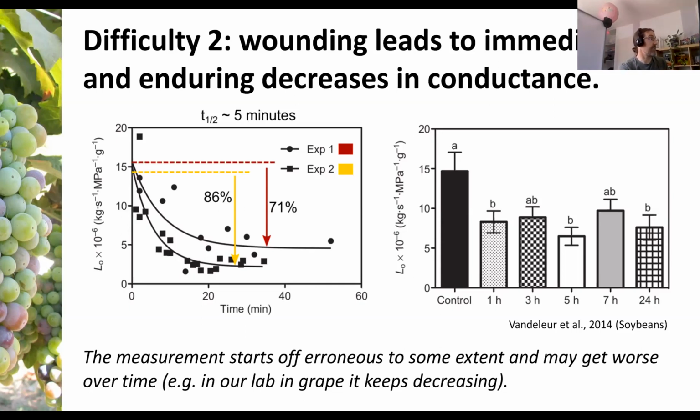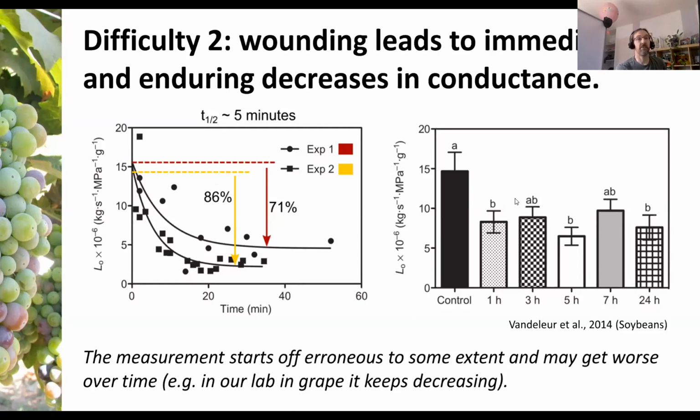This is a great treatment of the subject. It's in this paper by Steve Tyerman's group, where they just look at the wounding decay of root hydraulic conductance. This is in soybeans in this study. And you can see in this graph on the left how fast it happens. So they basically detopped the plants and then measured root hydraulic conductance. And you can see that within minutes, the half-time here is 5 minutes, you get, say, an 86 or 71% decline in the value. So this means that it's very difficult to capture the real values.